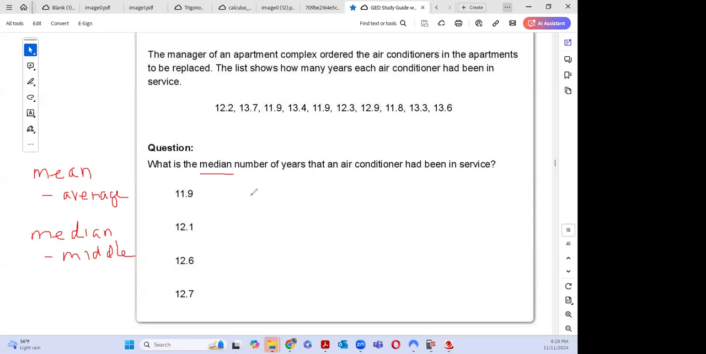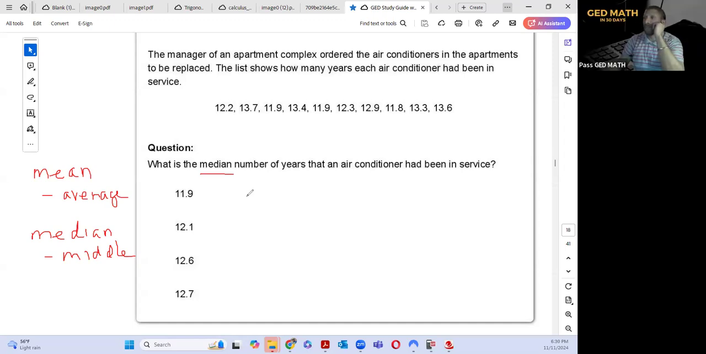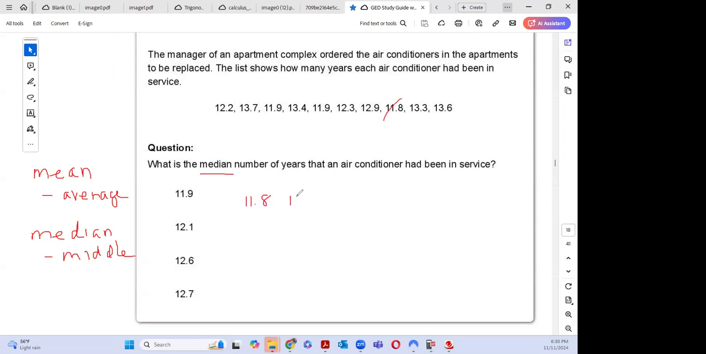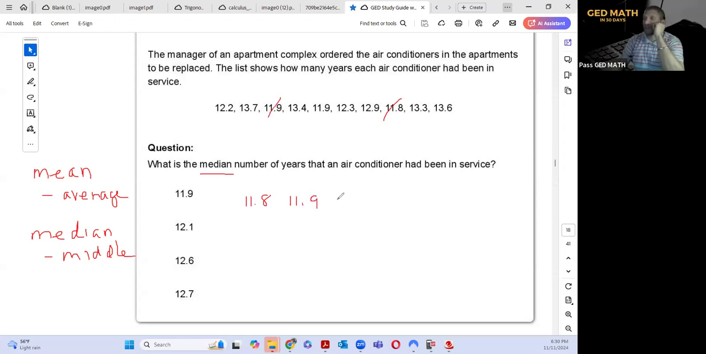What's going to be the first number? 11.9. Nope. 11.8. What's next? 11.9. If you notice, as I'm rearranging these numbers, I am crossing the ones that I've already used. So I won't make any mistakes because there might be duplicates. You don't want to miss one. So 11.9, what's next?